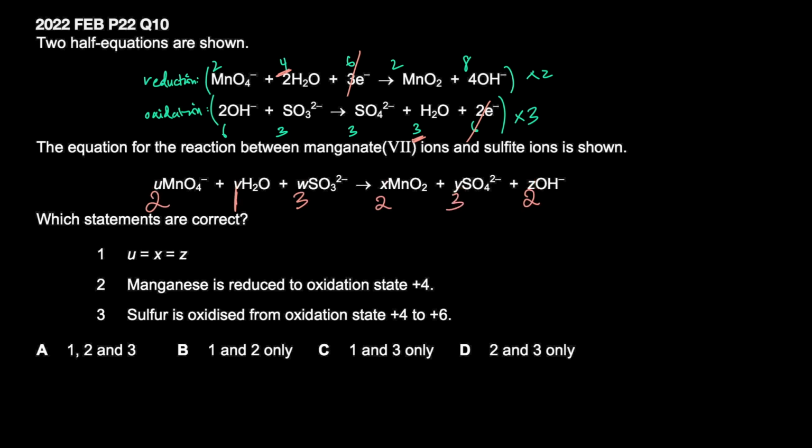Now if you look at the first statement, U is equal to X is equal to Z. U is 2, X is 2 and Z is 2. So the first statement is correct.